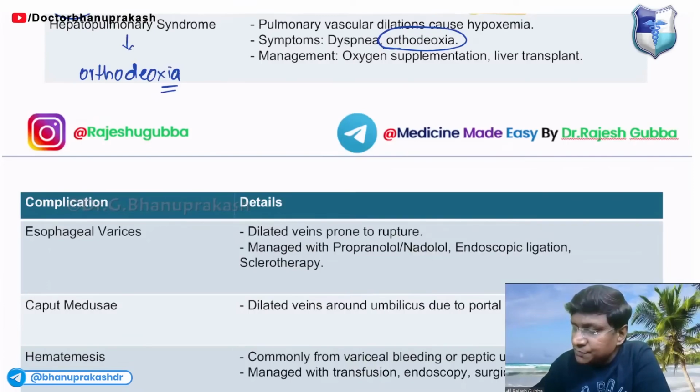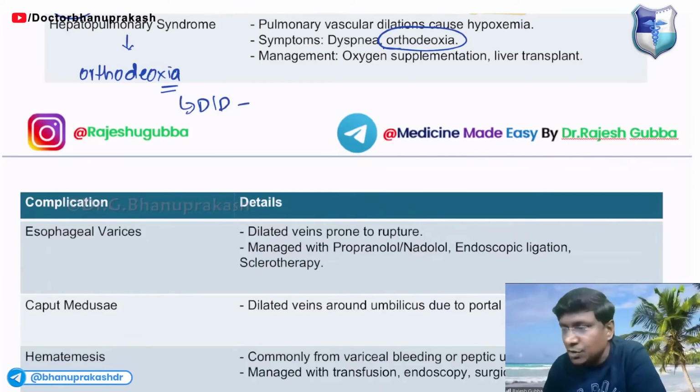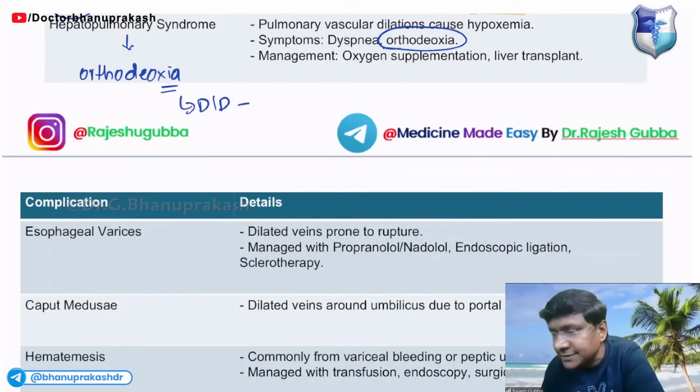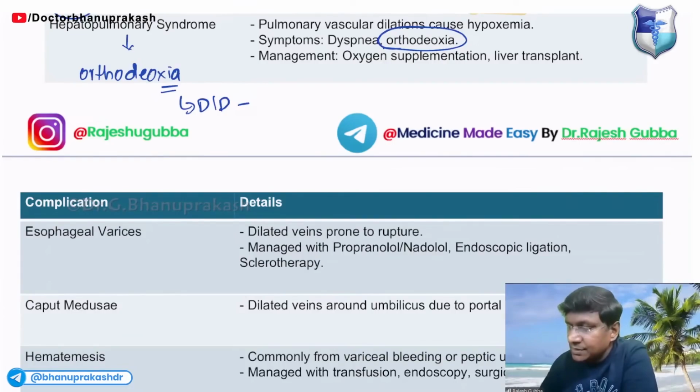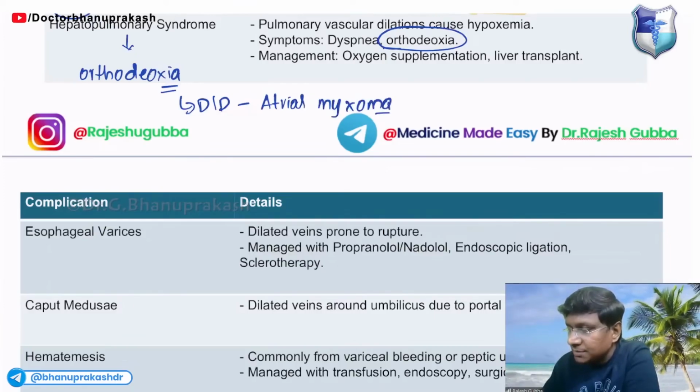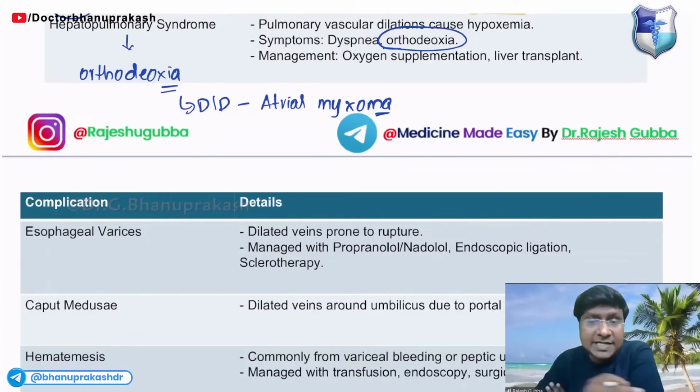And what is the differential diagnosis for the orthodeoxia? Yes, anyone want to answer? See, overall, what is the most common cause for cirrhosis of liver? Overall, the most common causes are alcohol and viral hepatitis. These two are the overall most common causes, right? Yeah, so the differential diagnosis for orthodeoxia will be atrial myxoma. Right, so this will be atrial myxoma, okay, not ASD. It is atrial myxoma.